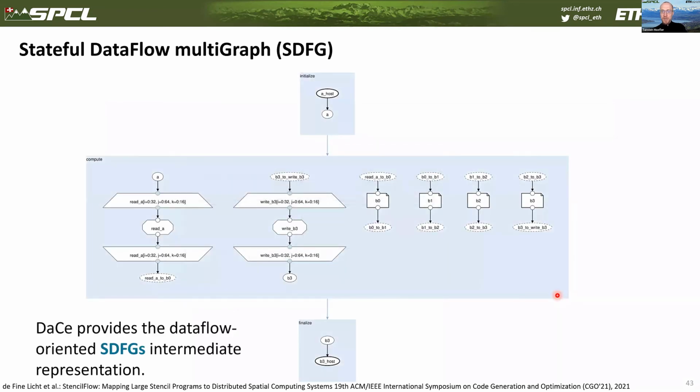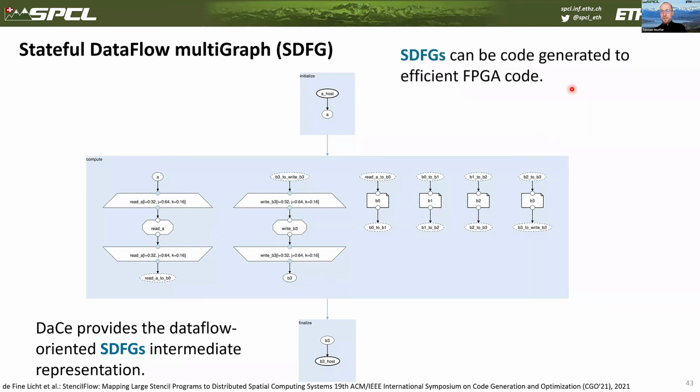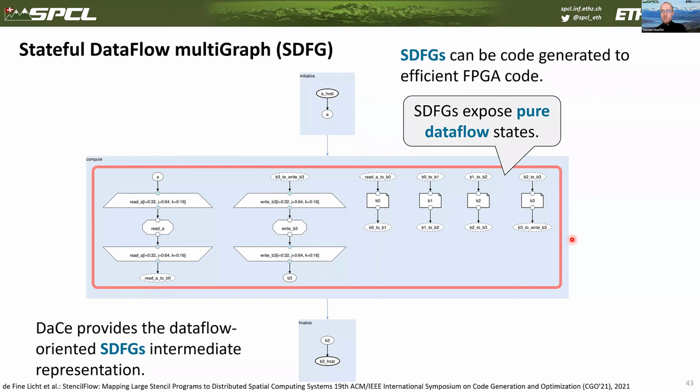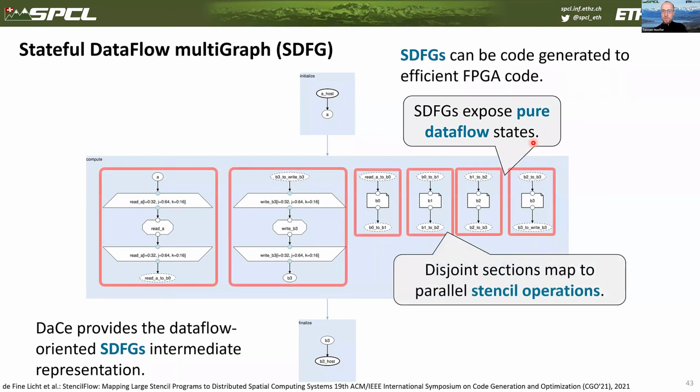Okay, so now we have translated all of this into the stateful data flow multigraph, as I mentioned before. And I don't need to re-explain this all. This is the thing that generates FPGA code at the end. We have these pure data flow states. Somehow we make sure that we have these disjoint sections, because each of those disjoint sections are connected by these dotted things here, or ovals with a dotted line. And these are streams. And they match by name, like this read A to B0 is hopefully consumed somewhere.